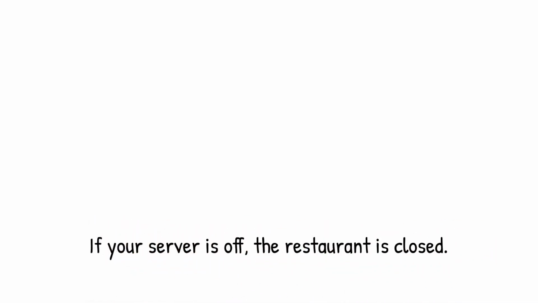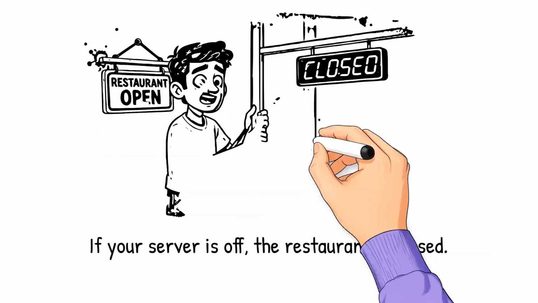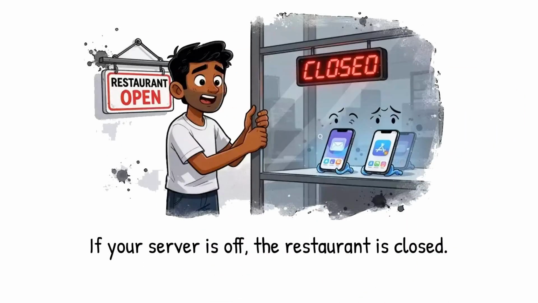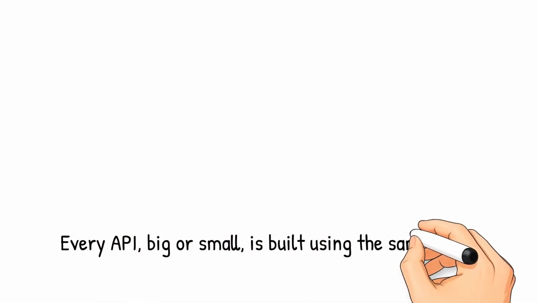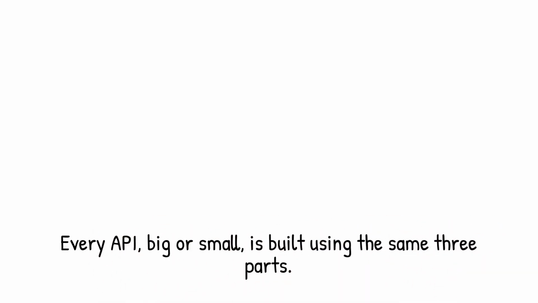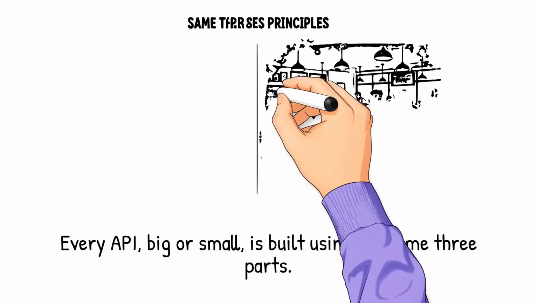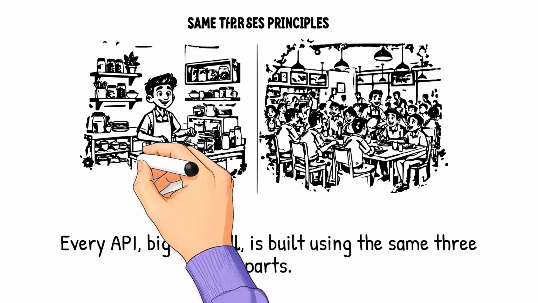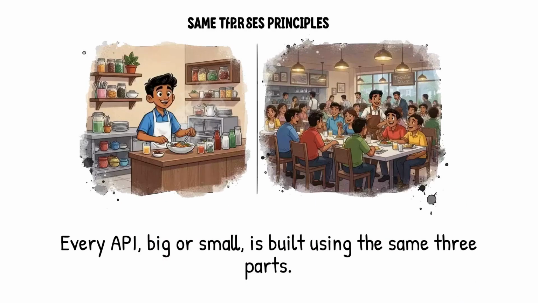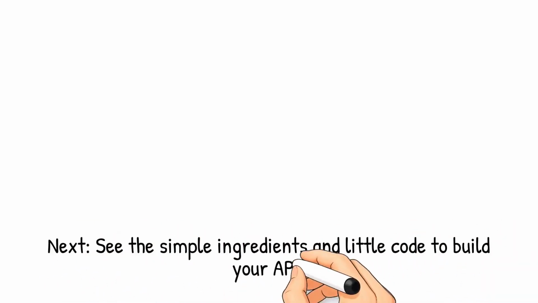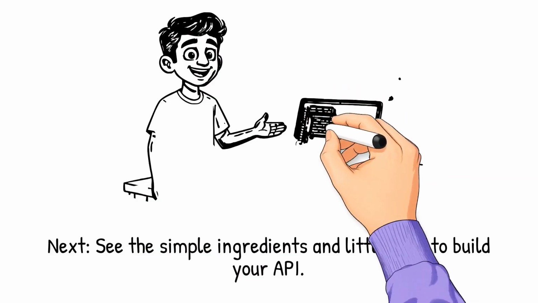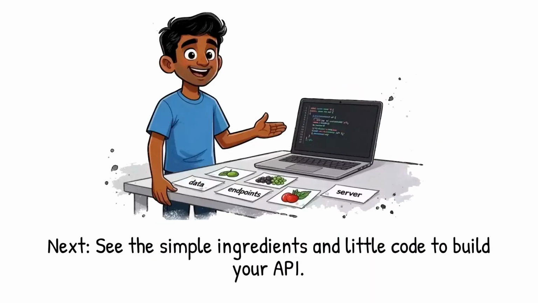That's the whole concept. Data to serve, endpoints to serve it from, and a running server to keep the doors open. Every API in the world, from a tiny hobby project to Facebook, is built on these exact same 3 pieces. Now, you might be thinking, okay, but do I need to be some genius programmer to actually make this? Not at all. In the next part, I'll show you the simple ingredients you need and just how little code it really takes to bring your first API to life.